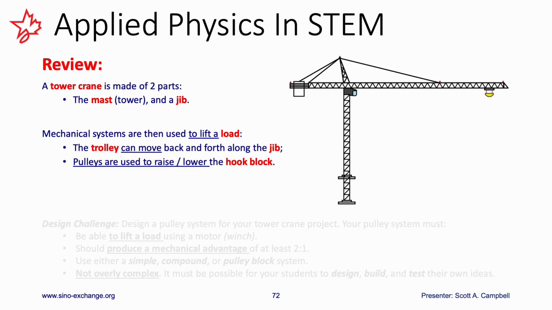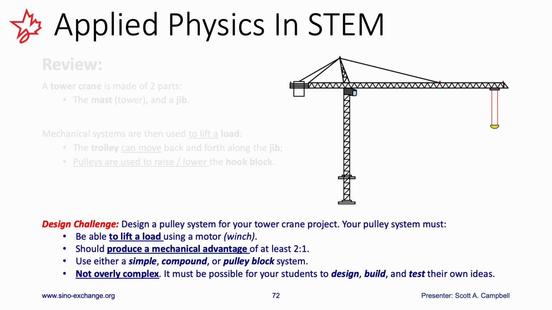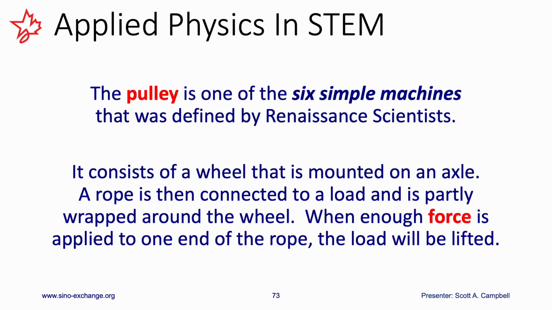So far, we've covered a lot of information, so let's do a quick review. A crane is made of 2 parts, the mast and a jib, and mechanical systems are used to raise and lower the load using a pulley system. Therefore, the next thing your students need to do is to design a pulley system for their cranes, and this will require them to retrofit their original designs, which will present them with a series of unique design challenges to overcome. Now, a pulley is one of 6 classical machines and consists of a rope that's partially wrapped around a wheel to lift a load.